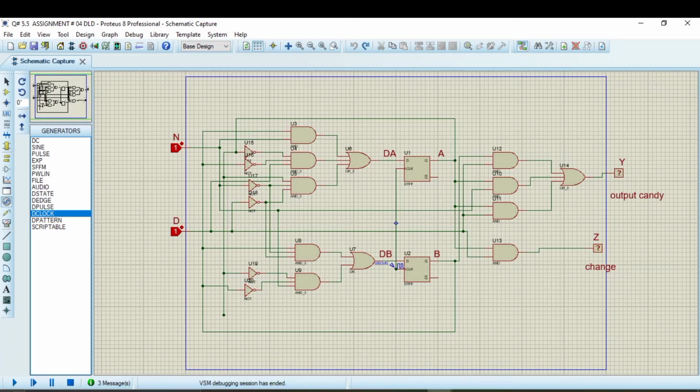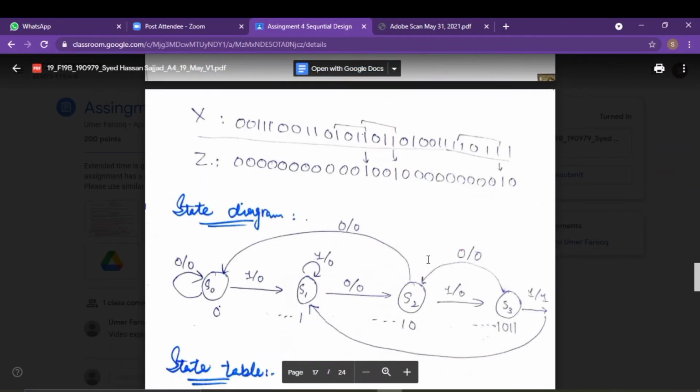Let's see here. I'm just going to simulate it again. You will see that both the outputs are 1, which means that the nickel and dime are inserted at one time. After 2 seconds, both outputs will be 1. So this is the basic idea for this vending machine. Now we will move towards the state diagram of this.